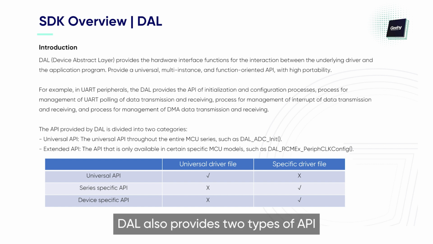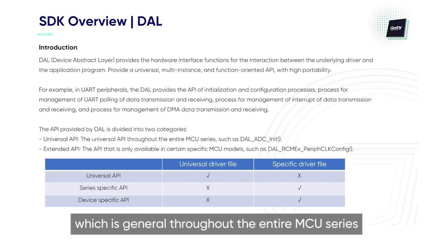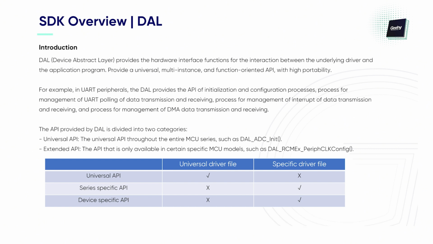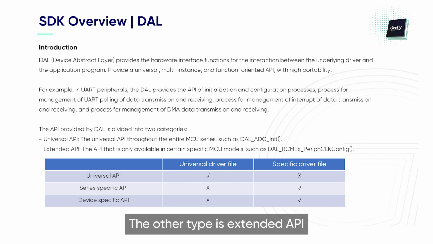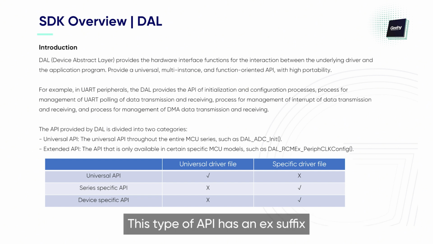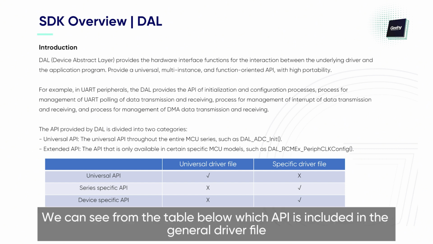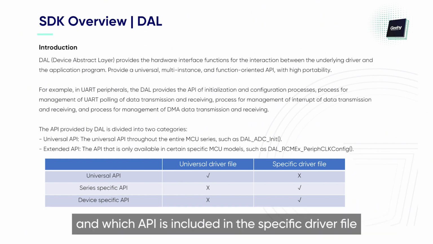DAL also provides two types of API. One type is the General API, which is general throughout the entire MCU series. The other type is the Extended API, which is only available for certain specific MCU models. This type of API has an X suffix. We can see from the table below which API is included in the general driver file and which API is included in the specific driver file.